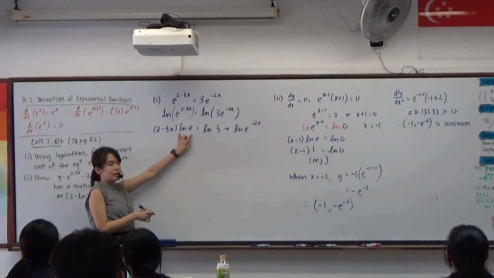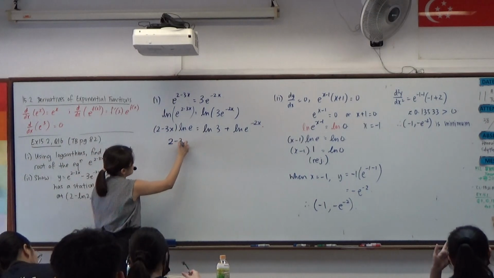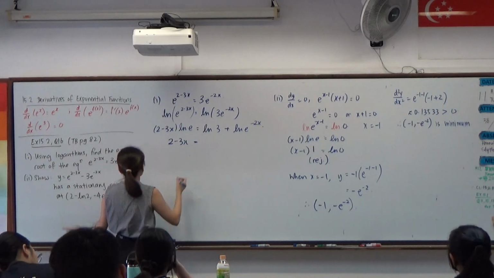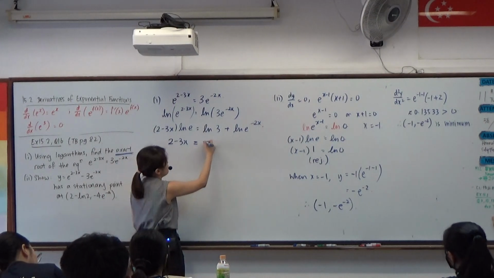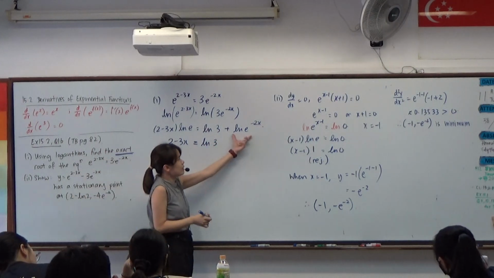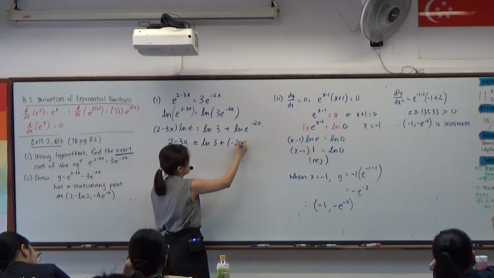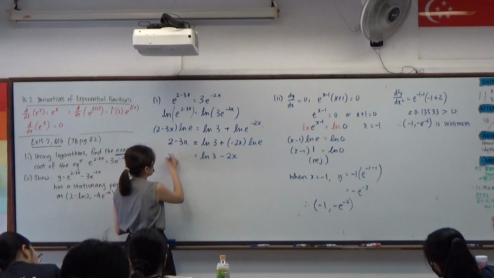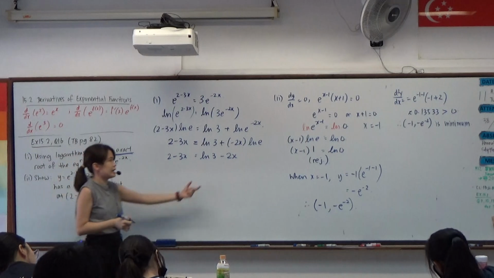Then ln e itself, if you press your calculator, you will realize it is a 1. So therefore the left side is just 2 minus 3x. Our question wants us to find out the exact root. Therefore, don't press your calculator for ln 3. Whereas for this one, the power itself is for e already. You can bring down that power. So ln e again is 1. So therefore, we will get minus 2x over here.